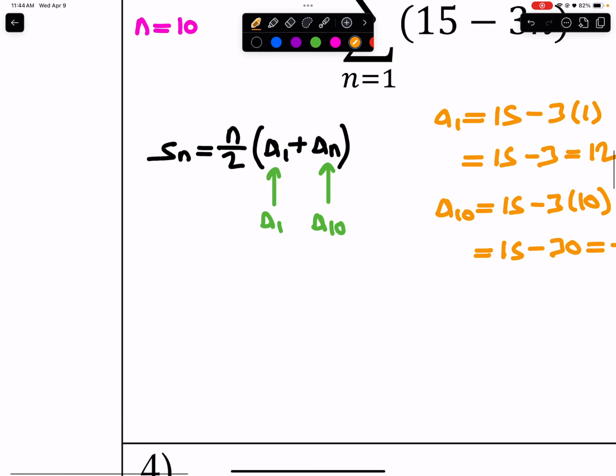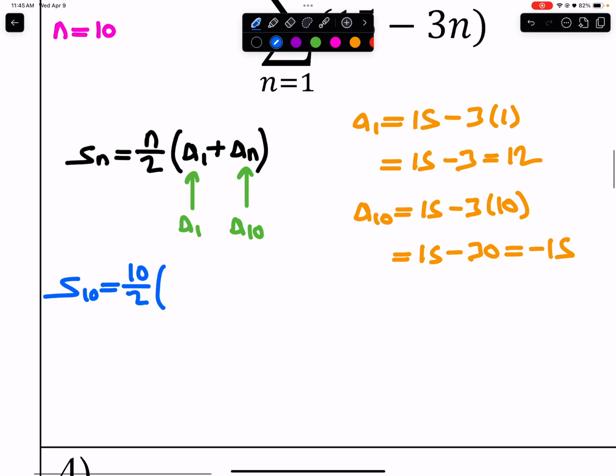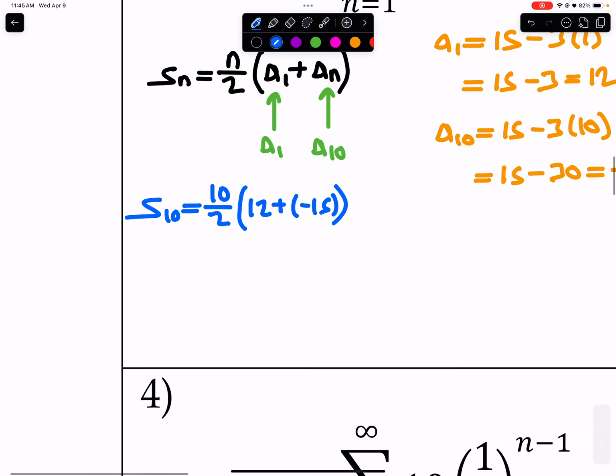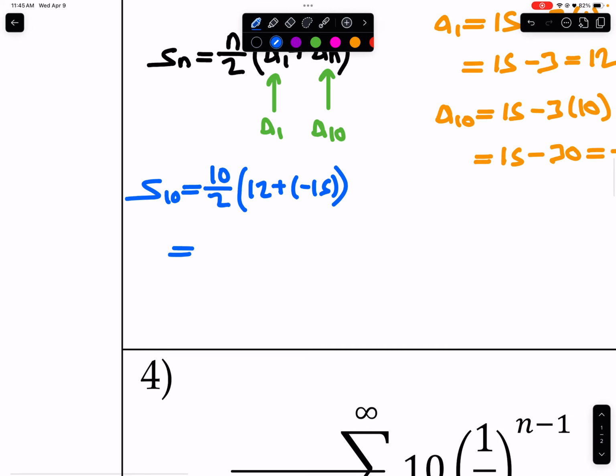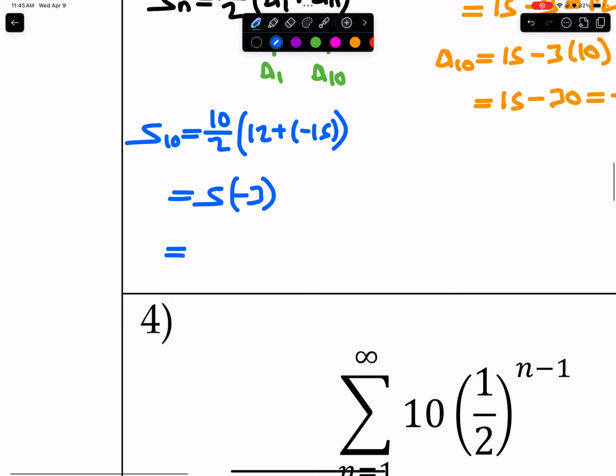which is negative 15. So when I plug in, my partial sum for 10 terms is going to be 10 divided by 2, times 12 plus negative 15. When I find this value, this is going to be 5 times the quantity 12 minus 15, which is negative 3, which means this partial sum is going to be equal to negative 15.